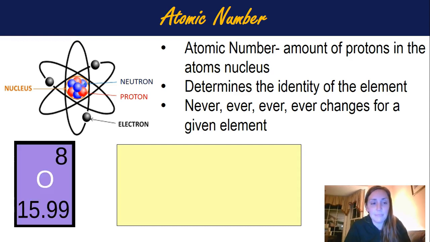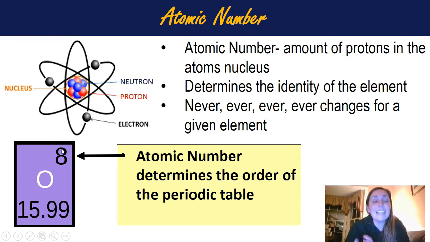What do I mean by that? So let's say you look at the periodic table and you find oxygen right here. You'll notice this number right here is 8. That is the atomic number of oxygen. And the atomic number determines the order in the periodic table. If you look at your periodic table, it's going 1 hydrogen, 2 helium, 3 lithium, and so on and so forth. So it's going in order of atomic number.